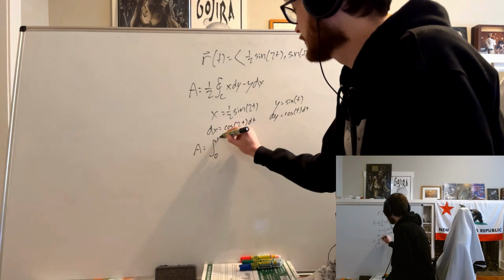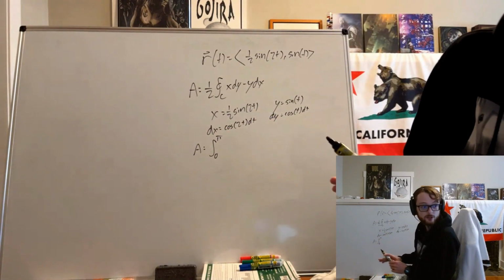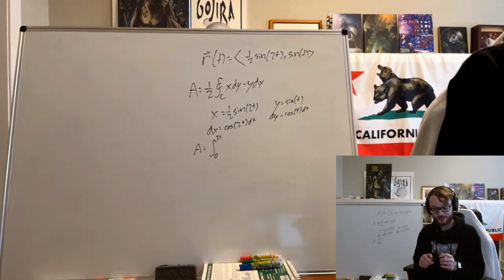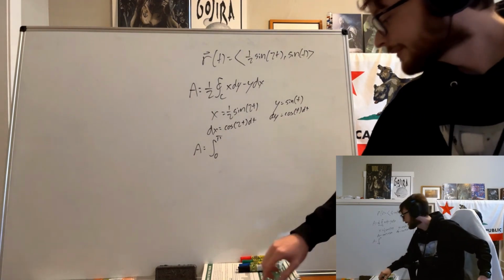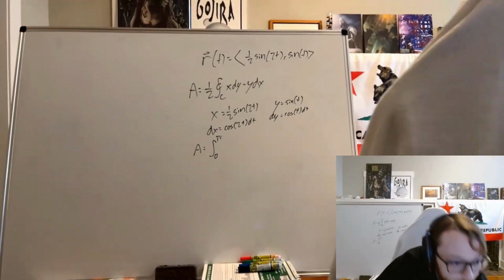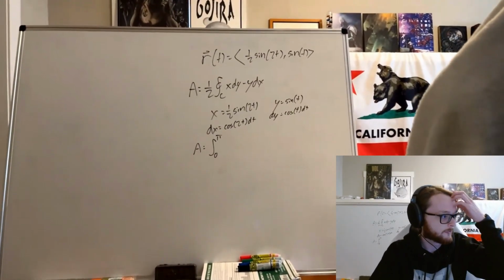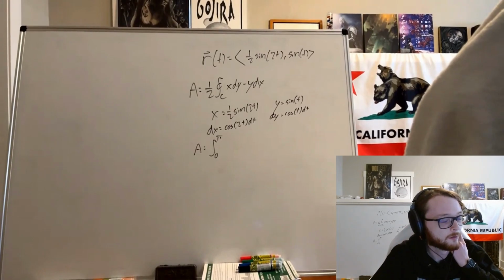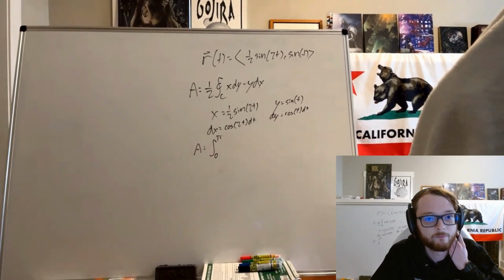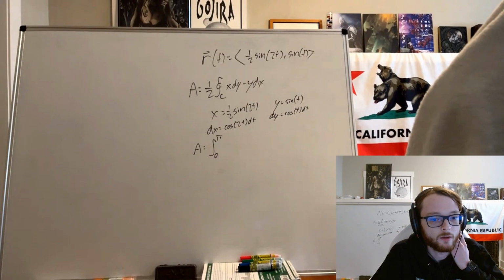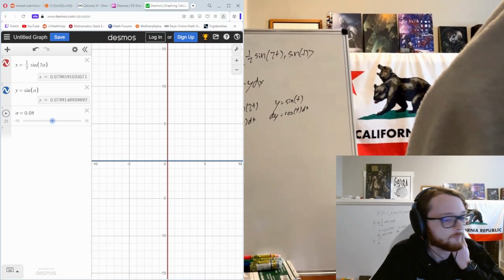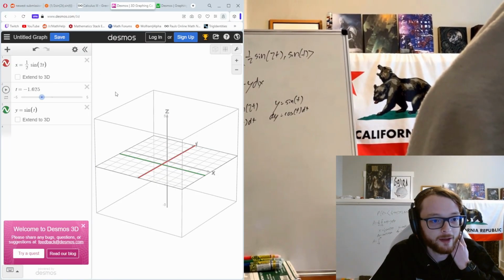Actually, no, we should verify that 0 to pi is actually half the shape. It might not be. Sometimes the drawing of it can be weird, can't it? It doesn't always draw it how you expect it. I might actually just do 0 to 2 pi to be certain that I'm getting the entire area.